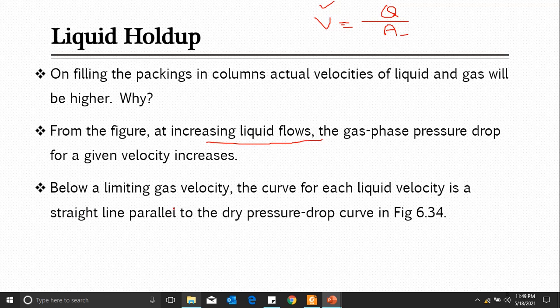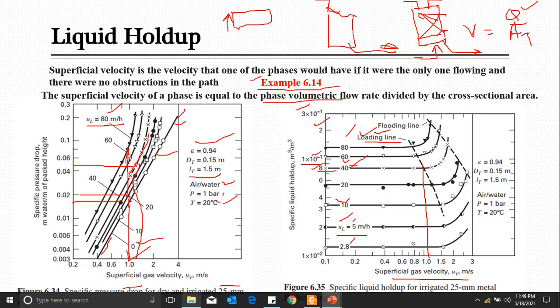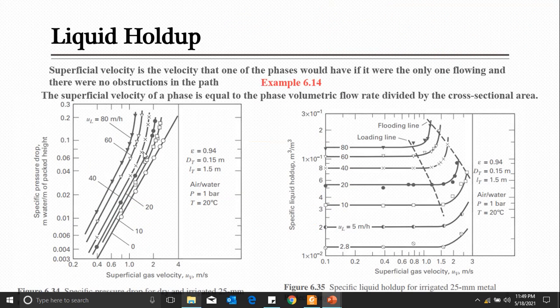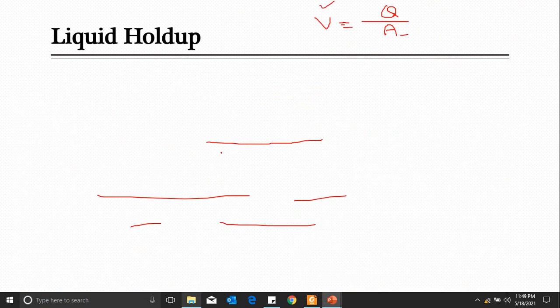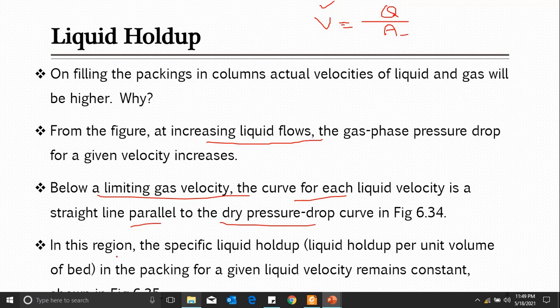But up to some specific limiting velocity, these curves for each liquid velocity line were straight and parallel to the dry pressure drop curve. But after that specific point, there is a sharp increase in the value of pressure drop, as I have explained to you. The same is mentioned here, and the reason was that after this specific point, as we have linked with this diagram, liquid hold up starts inside the packing, and that leads to more pressure drop inside the column.